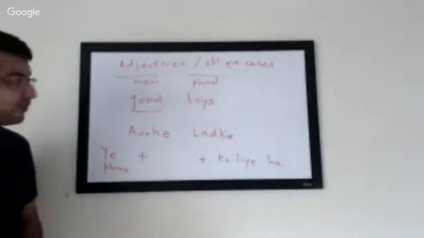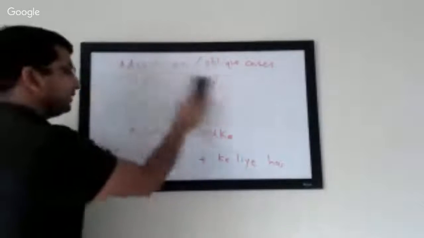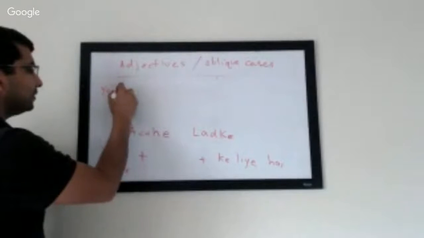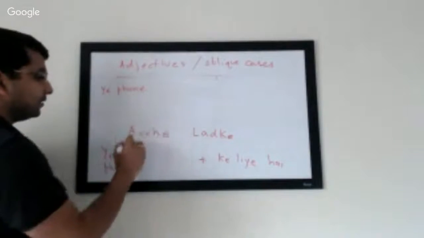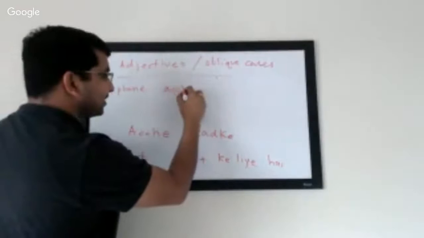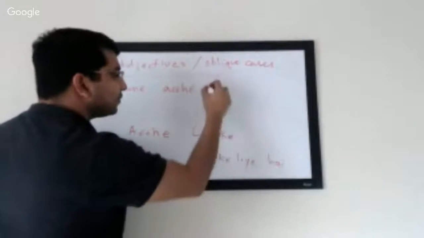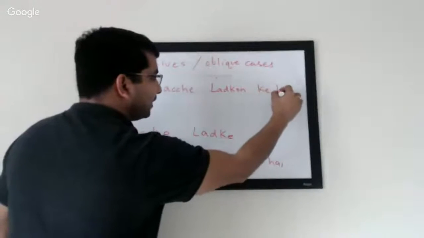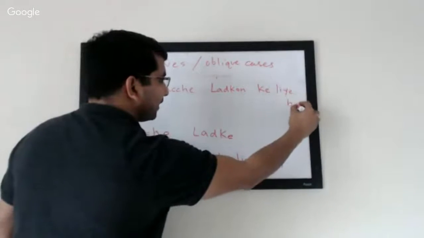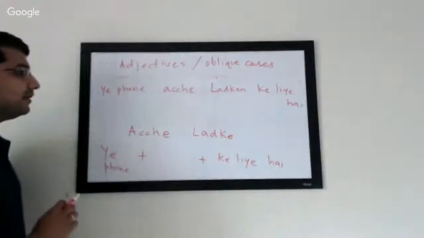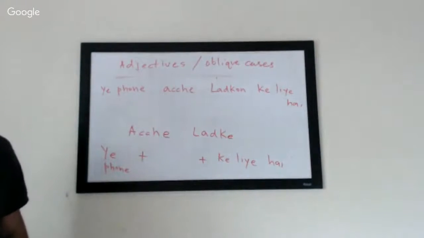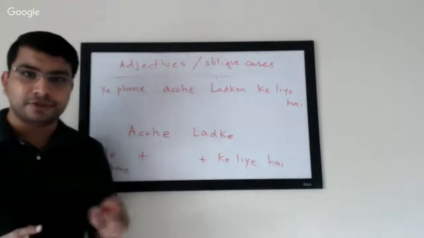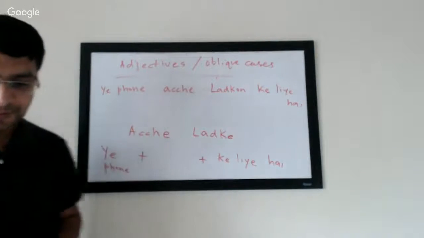Very good, right? So you figured it out. Your final sentence would be ये फोन अच्छे, अच्छे remains अच्छे, लड़के becomes लड़कों के लिए है. ये फोन अच्छे लड़कों के लिए है. If it's still confusing, try watching this video again. I'm very positive you will follow it. Okay.